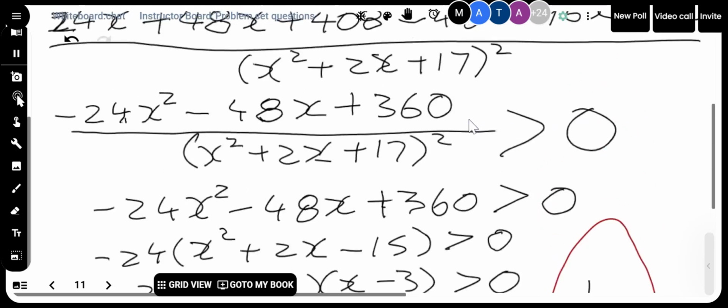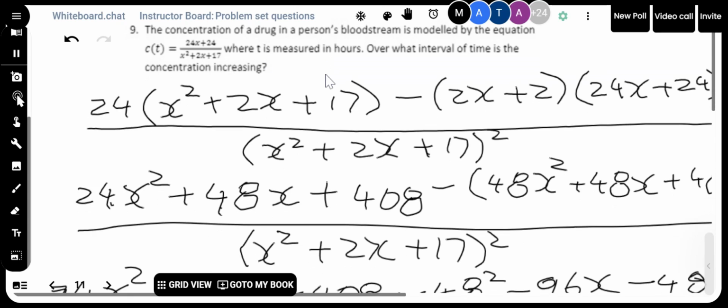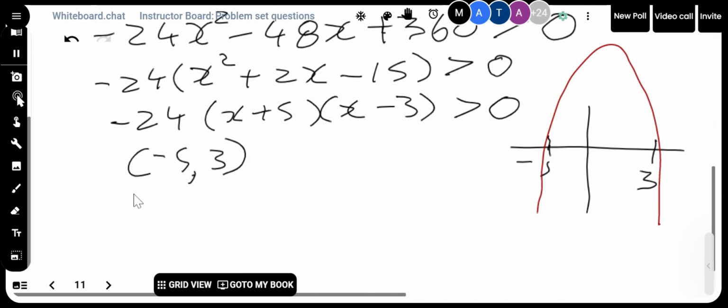Okay, now remember that the t in this case is measuring hours. So does this range over which the t is above the x-axis for the derivative apply to this case? What do you think, folks? Should I say that it's from the time from t equals minus 5 up to t equals 3? Adam says 0 to 3. Sarah says no. Adam says no.